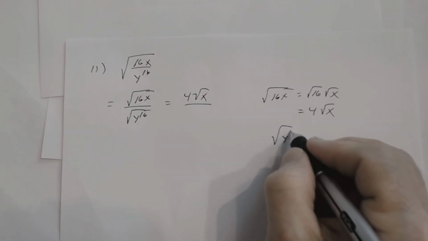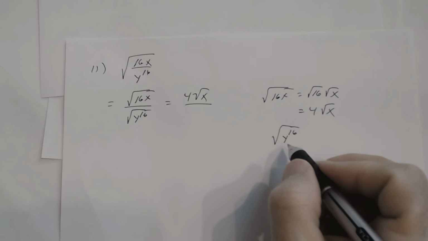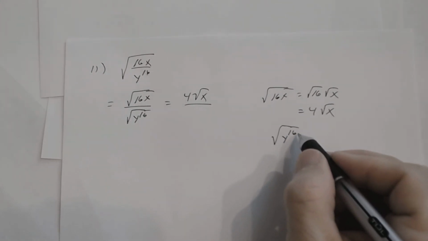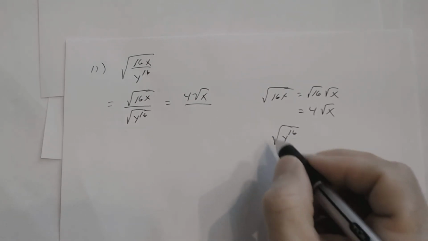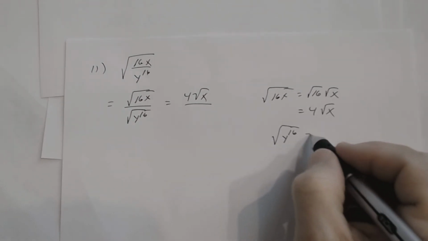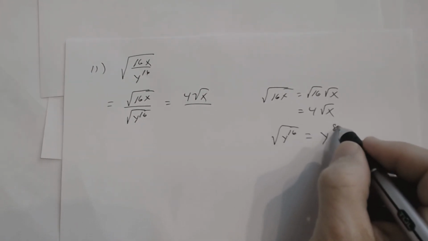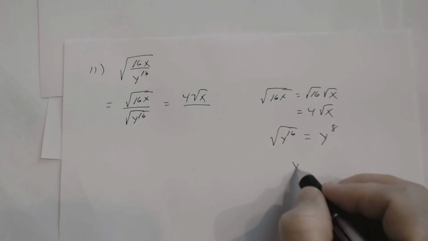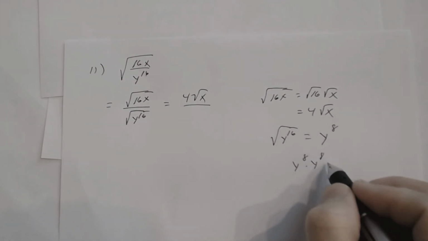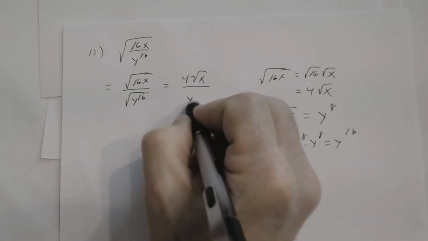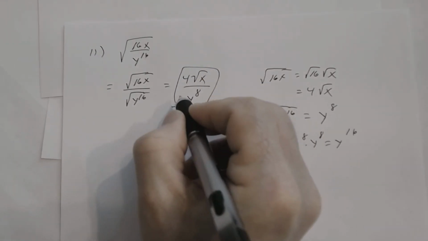Okay, now let's talk about the denominator. Is this the easy kind? Yes. Why? Because the exponent is even and my index is 2. 2 is an even number. So what's 16 divided by 2? 8. So it makes sense that the square root of y to the 16th is y to the 8th, because y to the 8th times y to the 8th is y to the 16th. So this becomes y to the 8th. And so there's your answer.